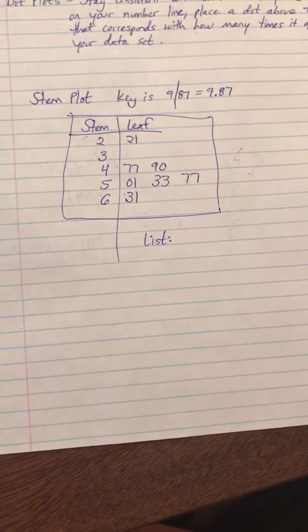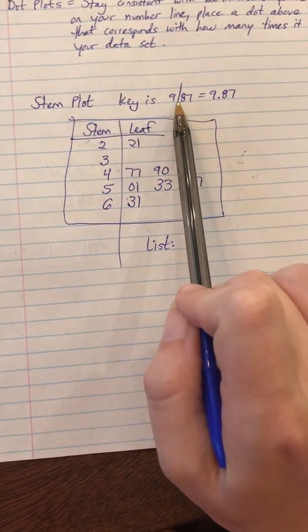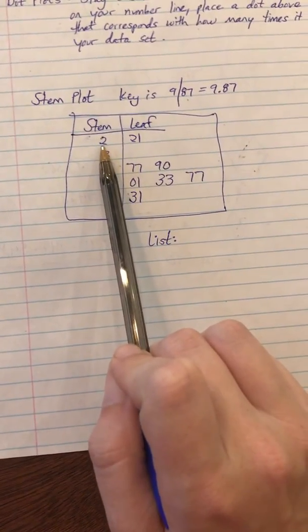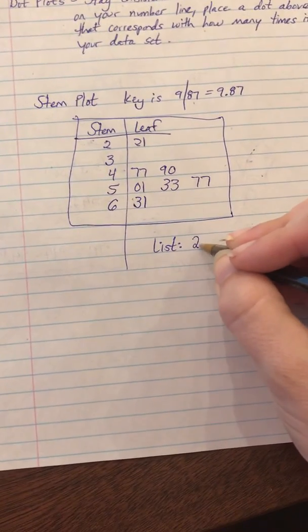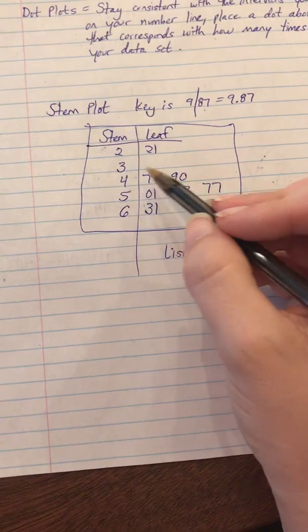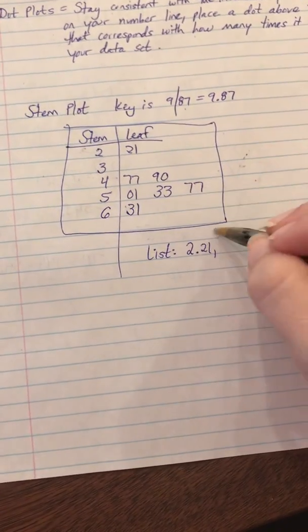So now if I'm making a list using that key, that means if the decimal point goes between the 9 and the 87, that means for this one, the decimal point would go between the 2 and the 21. So the first number I would want to list is 2.21. And then, of course, since I don't have anything with the 3, I'm going to skip that. And I have 4.77.